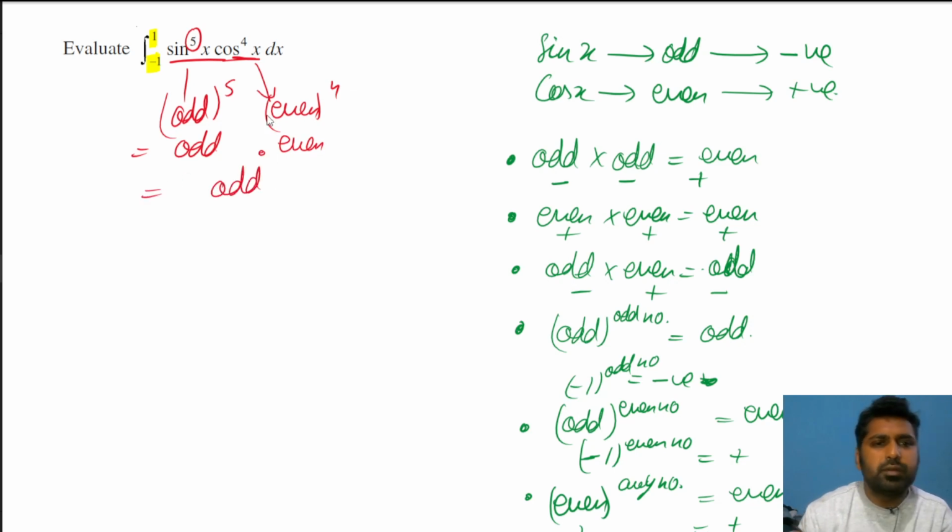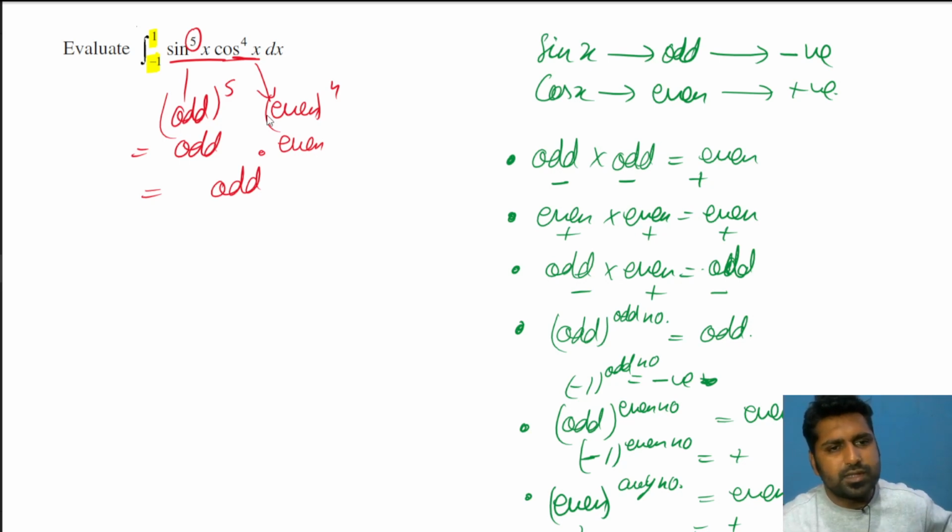That means without even checking whether f of minus x was the same as minus f of x or plus f of x, we have directly concluded whether the function is odd or even. So try to think like this. It makes the question very simple.